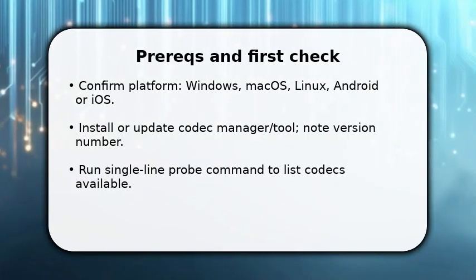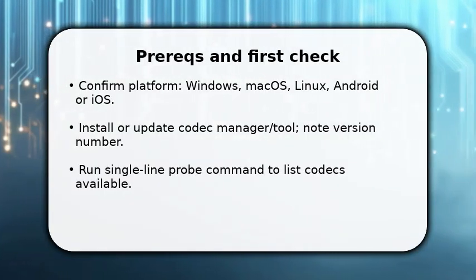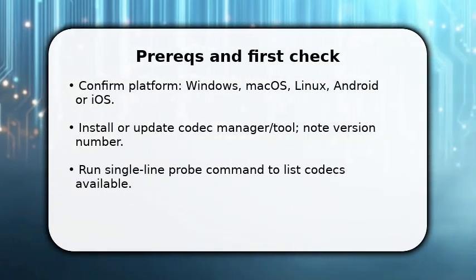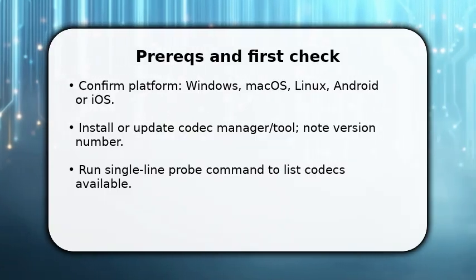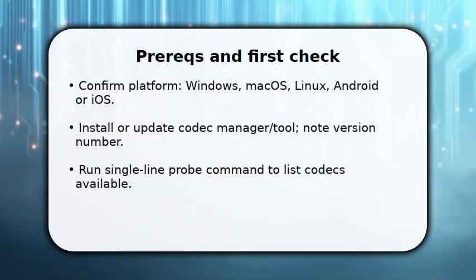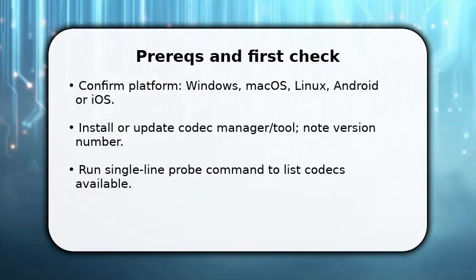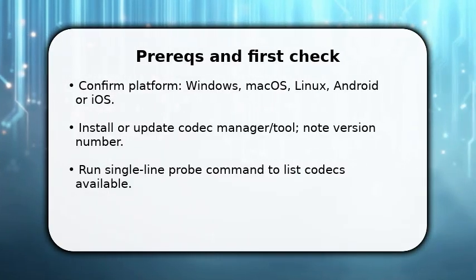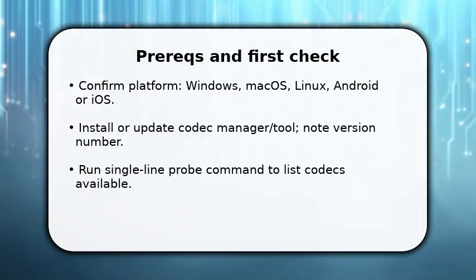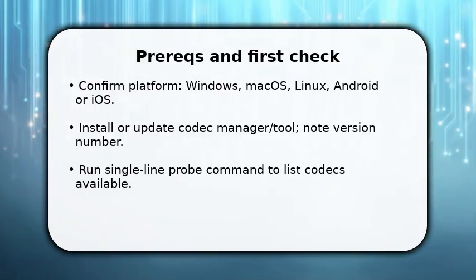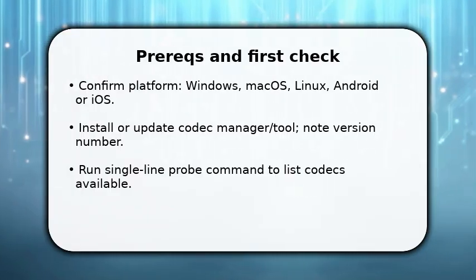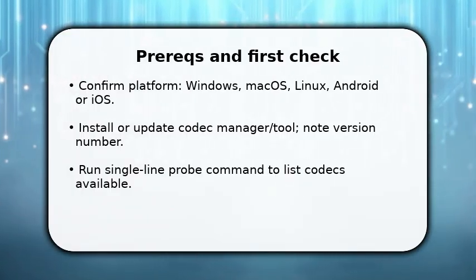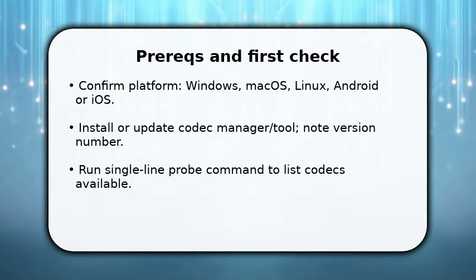You start by confirming prerequisites and then run the initial probe. Make sure your platform matches the diagnostics you'll use. Once done, install or update the official codec manager or runtime and note its version. Next, execute the probe command to list codecs. This gives a baseline of what the system reports. You're doing this to isolate whether the issue is missing codec binaries, permissions, or a reporting bug, so record the output for the next stage.